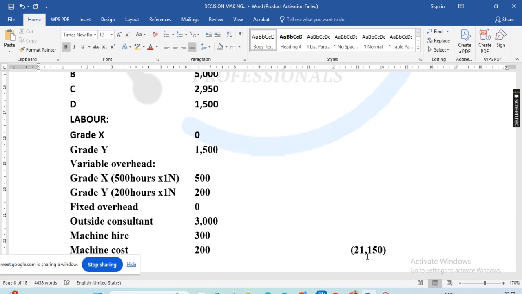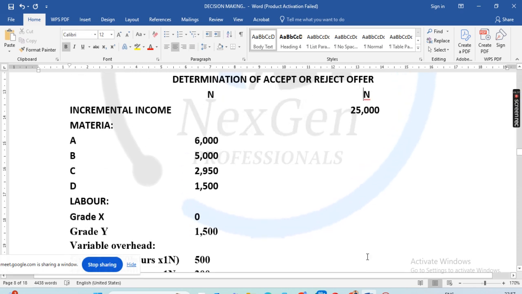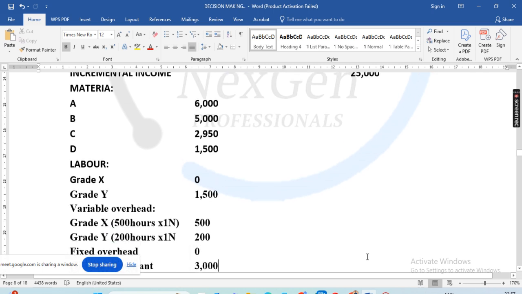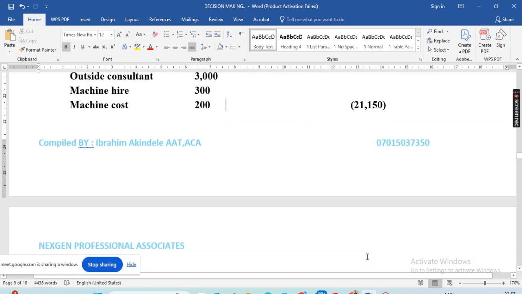You can see the incremental income that the customer is willing to pay is 25,000. And the cost that you will incur is 21,150. What is the difference? What is the net income? 3,850. So will you accept this offer or reject it? Accept.